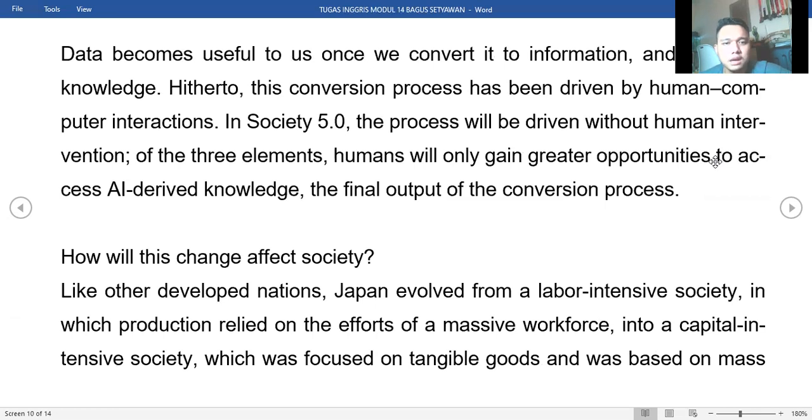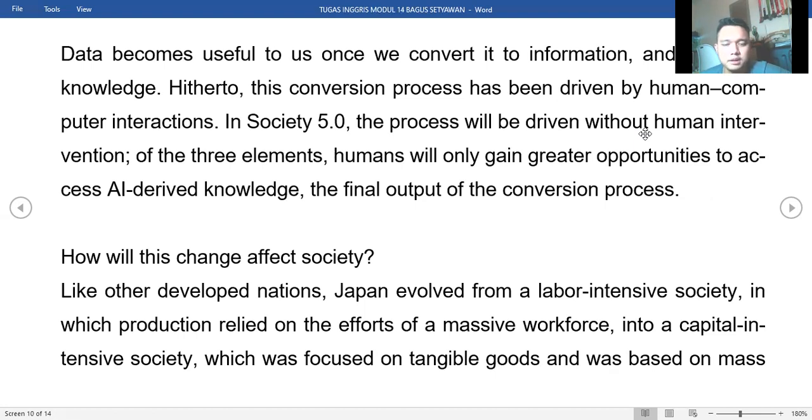Data becomes useful to us once we convert it to information, and then into knowledge. Hitherto this conversion process has been driven by human-computer interaction. In Society 5.0, the process will be driven without human intervention. Of the three elements, humans will only gain greater opportunities to access all derived knowledge, the final output of the conversion process. How will this change affect society?